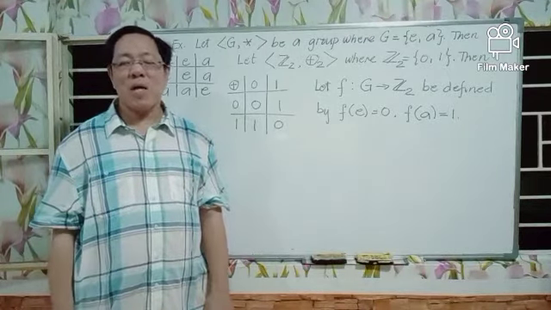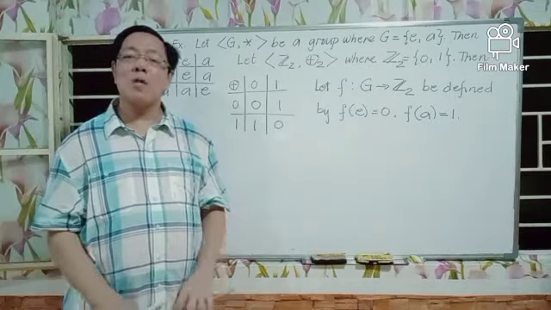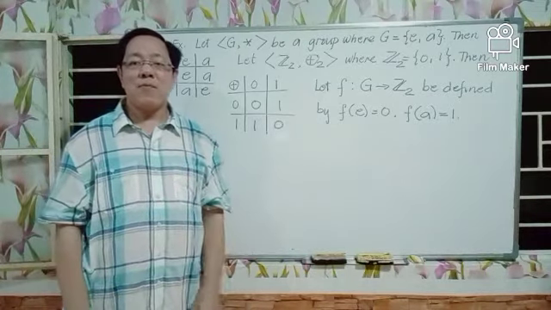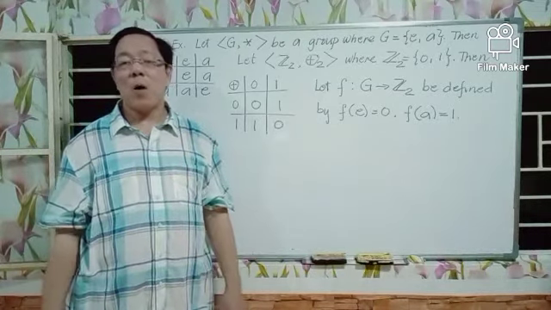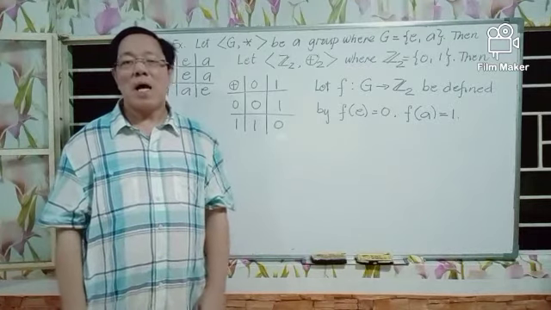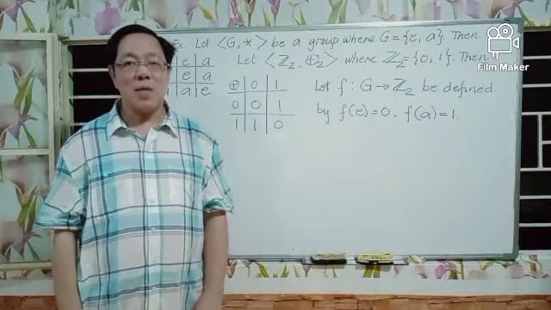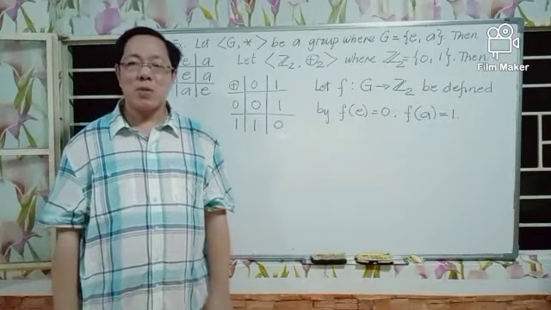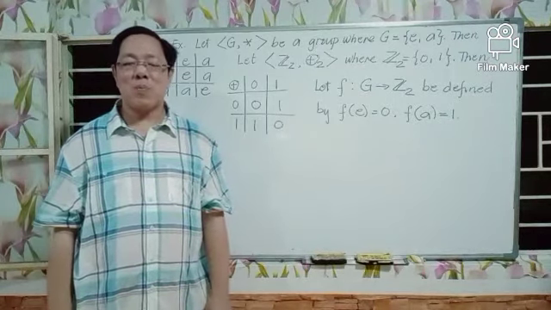2 up to isomorphism. That means that all the groups consisting of non-empty sets of order 2 are essentially the same. They have the same structure. And we say that there is a unique group of order 2 up to isomorphism.